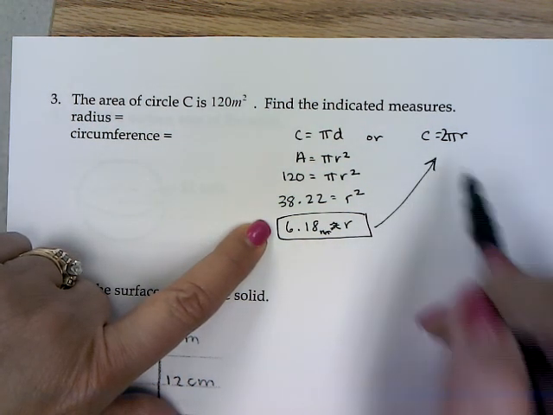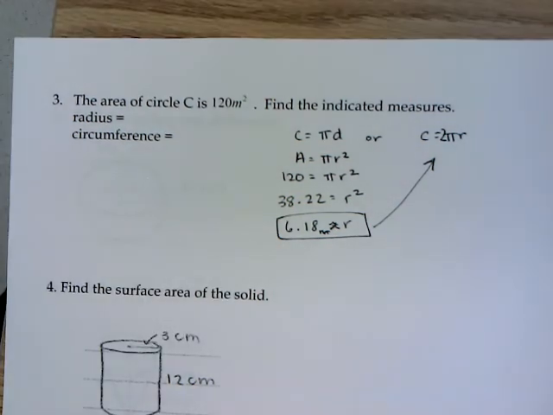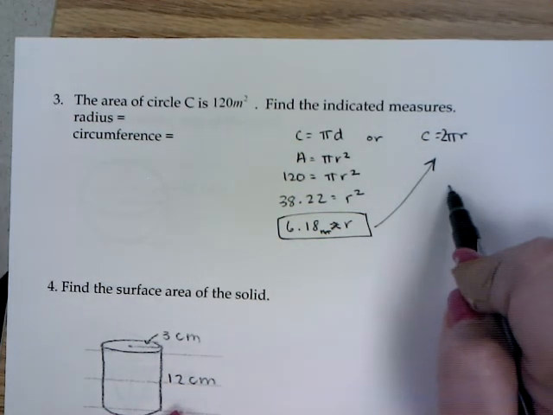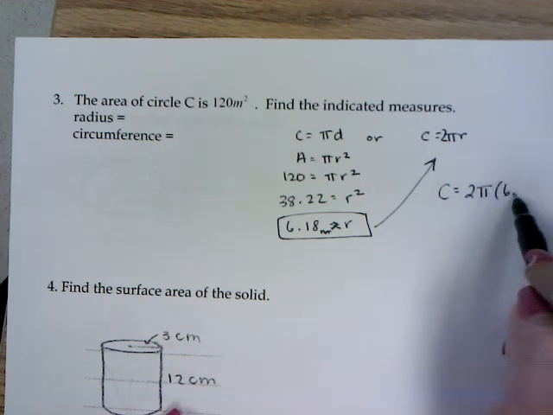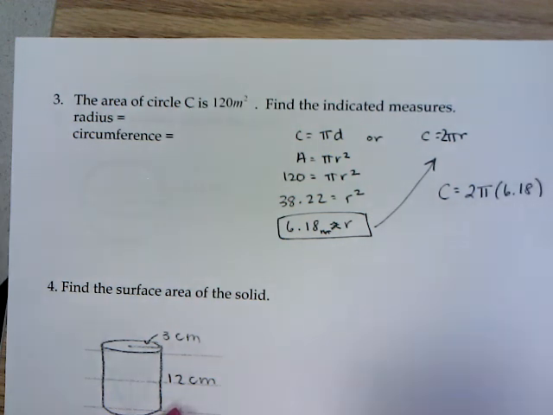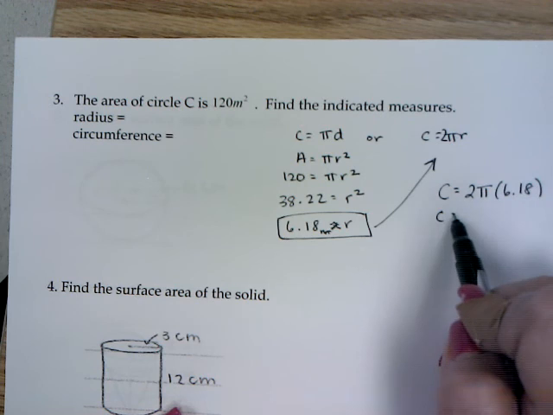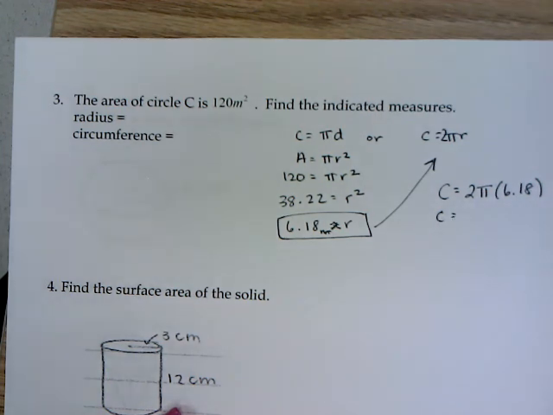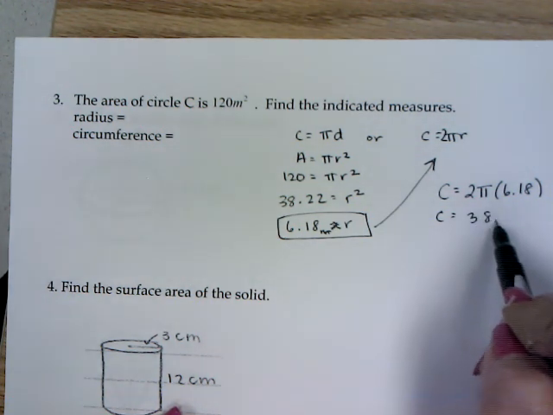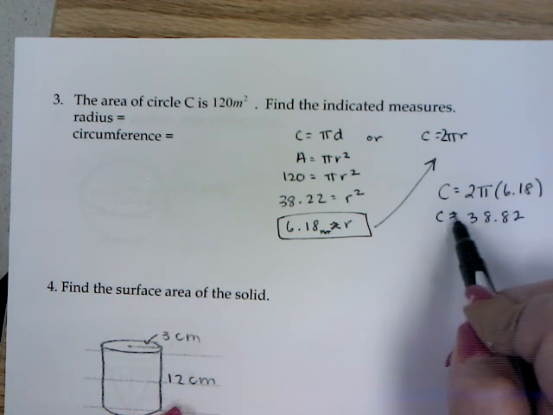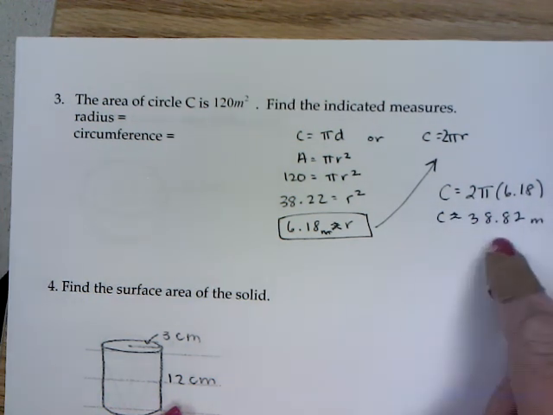Now I can apply it to this formula here, that circumference equals 2 pi r. So circumference equals 2 times pi times my rounded answer. Or I can just leave it in my calculator because it's still sitting there. So times 3.14 times 2. So my circumference is 38.82 about. Again, it is rounded meters. Circumference is meters because it's perimeter around a circle.